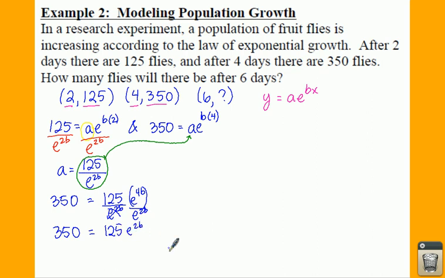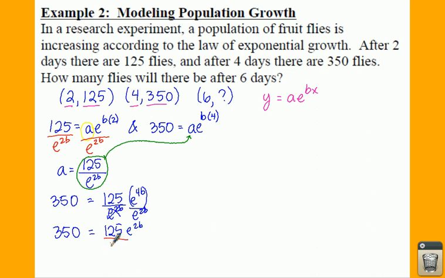And what we've done is we have eliminated our a's, so that will help us figure out what our b is here. So we just have to solve this equation for b, then we're going to have to plug it back in to find out what our a is. That will give us an equation that we can use to predict how many flies there will be after 6 days. These flies reproduce like rabbits.